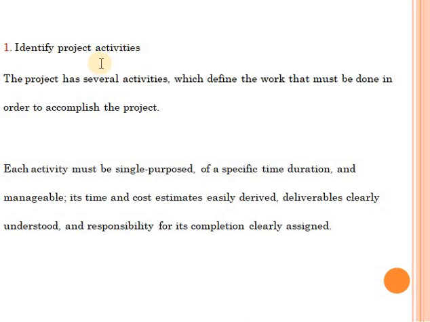Now I am ready to get my activities. We know that the project has several activities that define the work that must be done in order to accomplish the project. You cannot get the project completed unless you complete all the activities that you have in your WBS, work breakdown structure. I know that each activity must have a single purpose and a specific duration, and I know its time and its cost. The deliverable is clear, and the responsibility for completing this activity is assigned as well. I know who is going to do this activity.